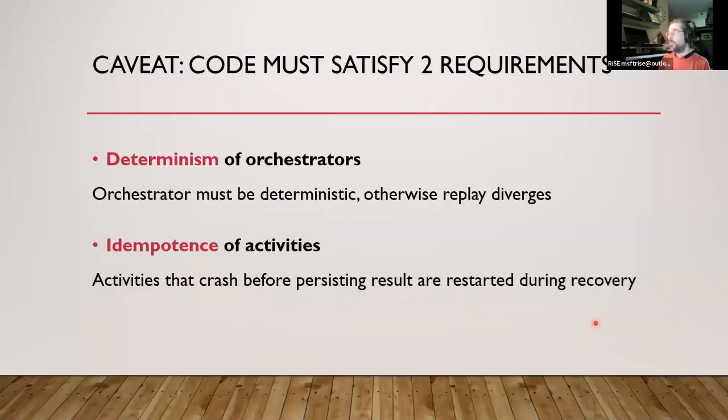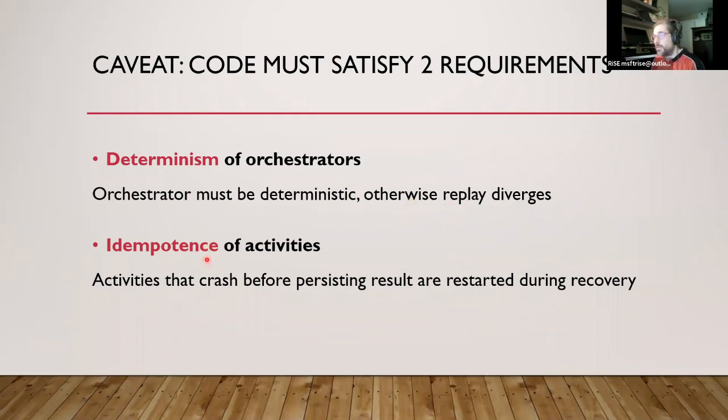So there are two important problems, or things that aren't as nice as we would like them to be, with this replay. One of them is the determinism of the orchestrators. If programmers write orchestrations that are non-deterministic, then the replay diverges, and there's no real saving from that. If that happens, we basically have to throw up our hands, and programmers have to figure out what happened and how they will fix it.